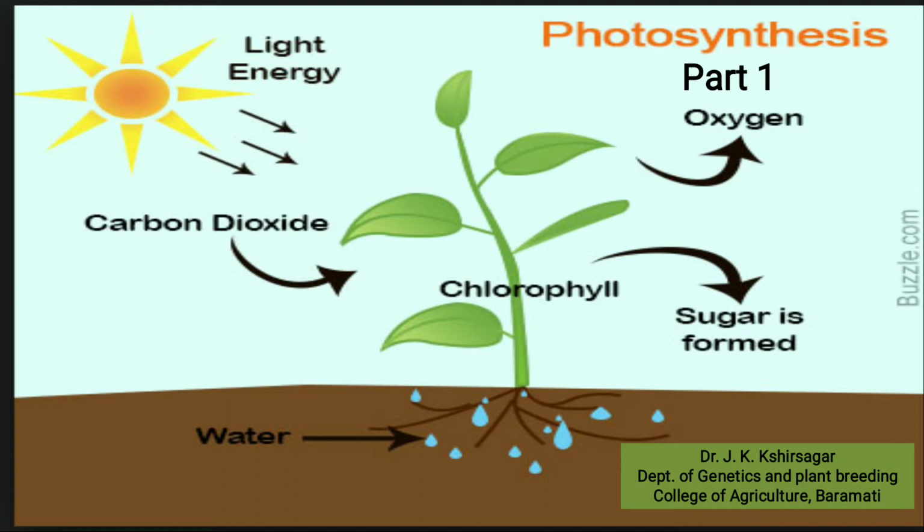Today we are going to learn photosynthesis part 1, in which we are discussing the pigments of photosynthesis and types of pigments, etc. Autotrophs, or the autotrophic plants, synthesize an enormous amount of organic food with the help of light energy available from the sun.